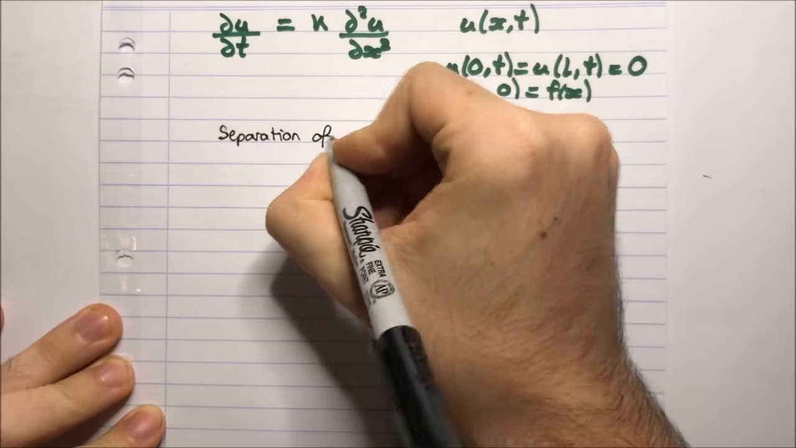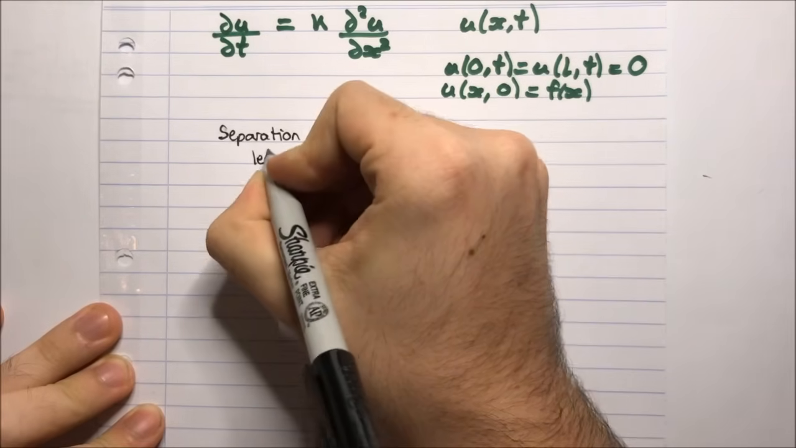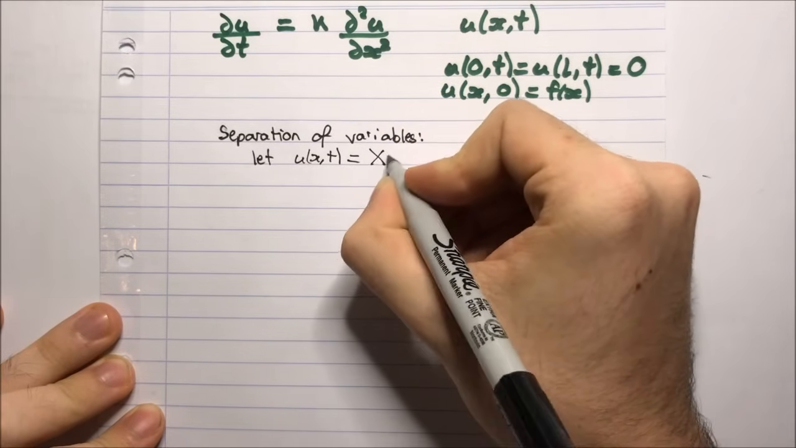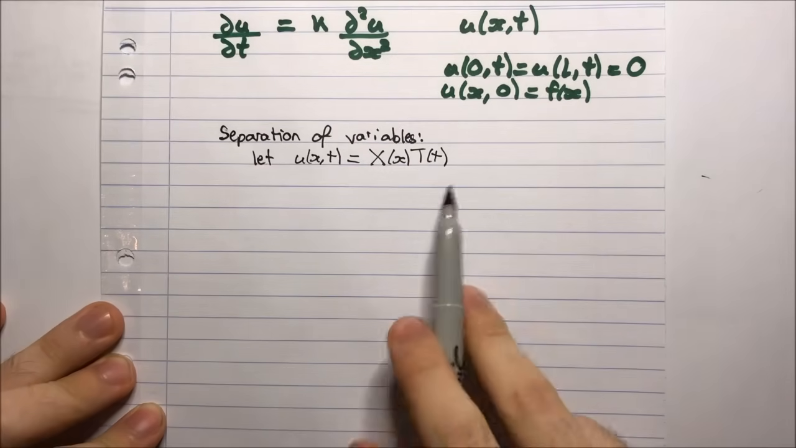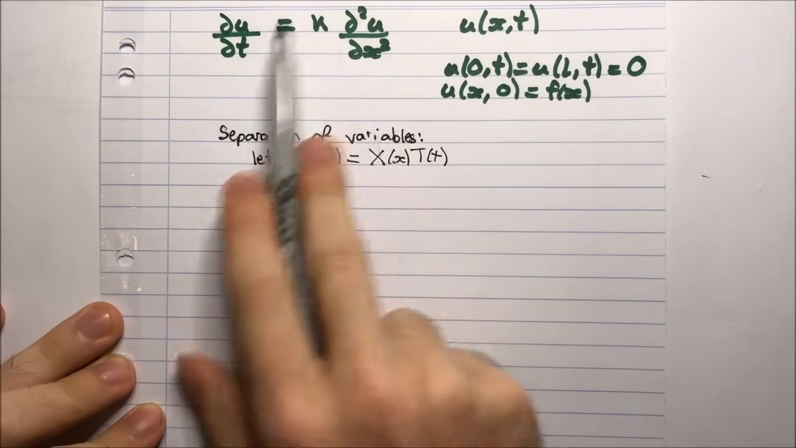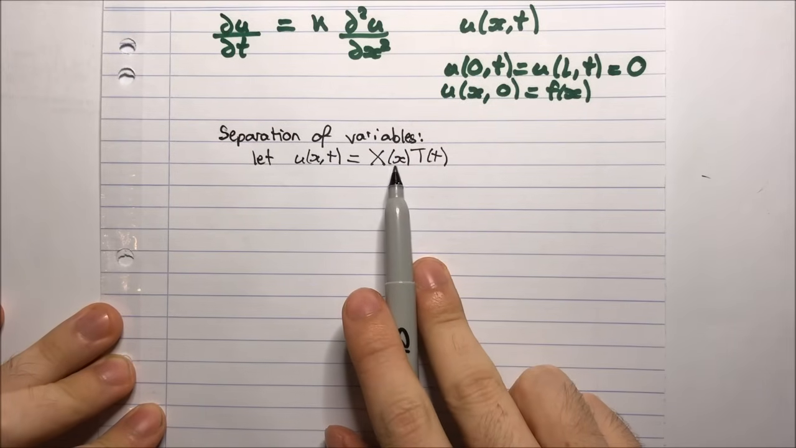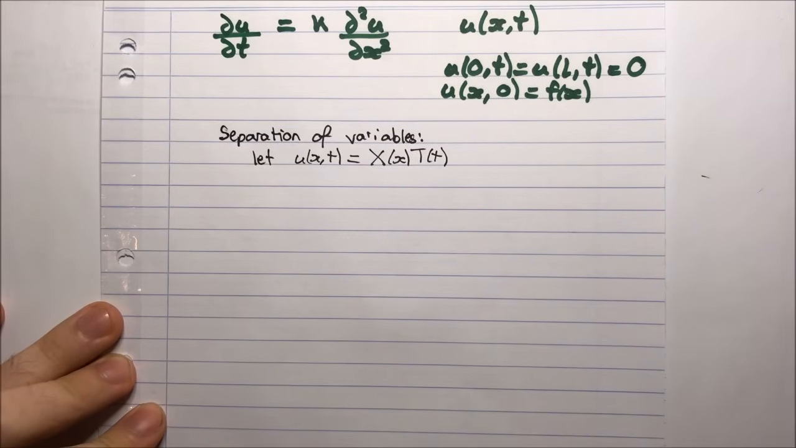Separation of variables. We're going to let u of x, t equal capital X of x times capital T of t. Now the aim here is to sub this into our equation and to separate the variables into two ordinary differential equations instead of a partial differential equation. Ordinary differential equations are much easier to solve, and so we'll be able to hopefully solve this.